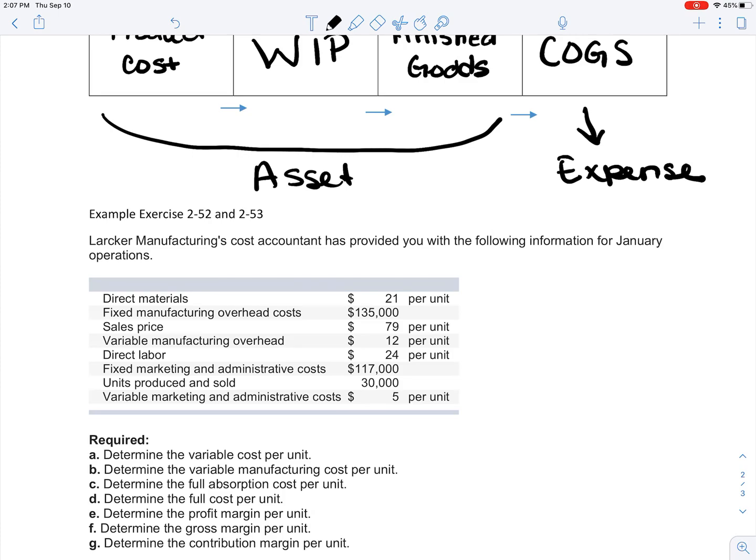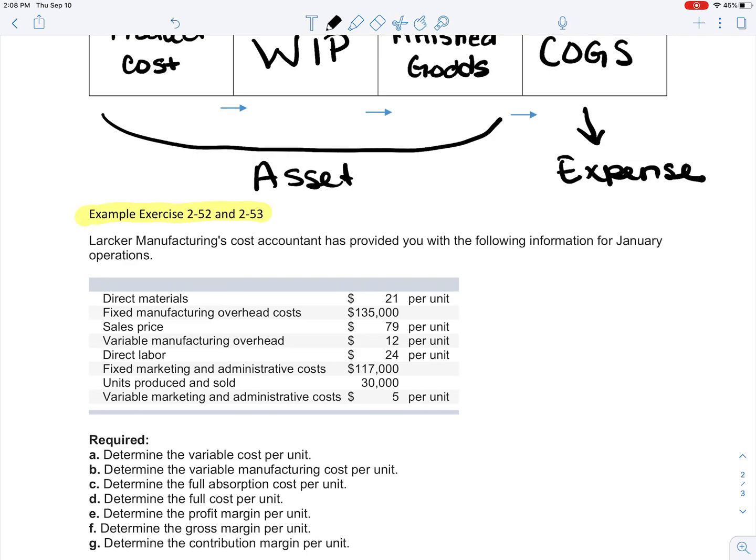And one of those new concepts revolves around the difference between variable or absorption costing and looking at the difference between the profit, gross profit, and contribution margin. So I'm going to start off with this problem. Again, you can find it in your book, and there's also a practice problem with different numbers in Blackboard. So this is exercise 2-52 and 2-53. And it just gives us some very simple information.